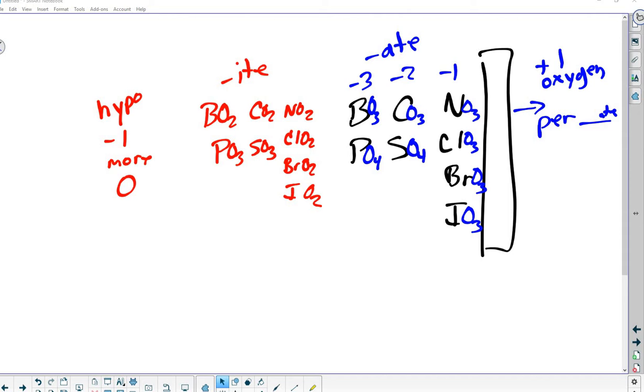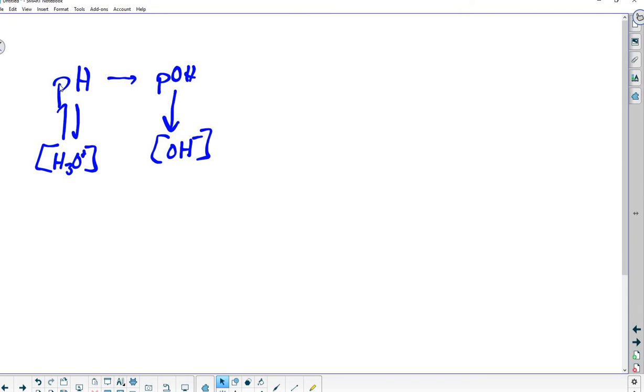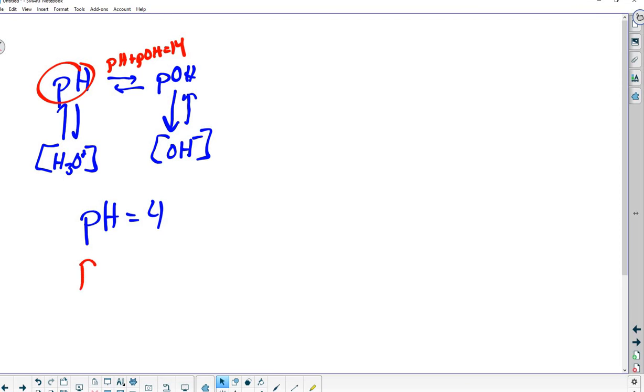Oh, okay. This is our pH, pOH, concentration of hydroxide, and concentration of hydronium. So if you know your pH, say my pH was 4, I'm starting in this corner right here. To get from here to here, pH plus pOH equals 14, so my pOH would be 10. So I can get those really quickly.